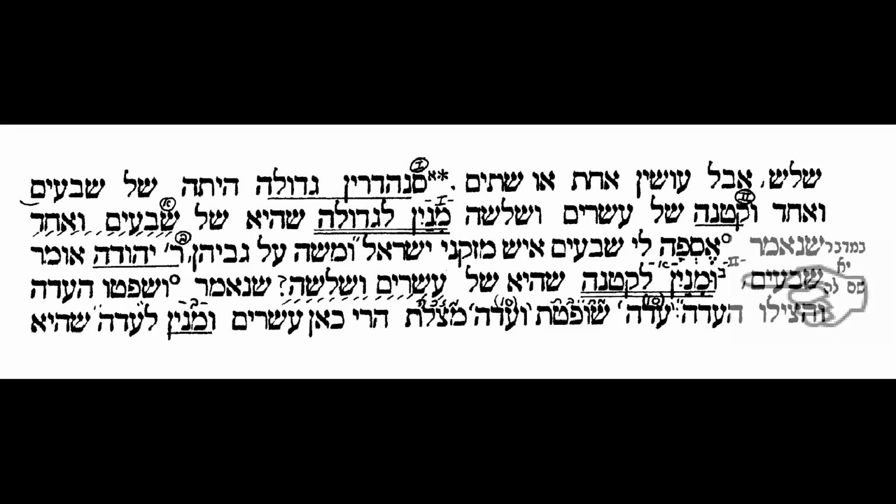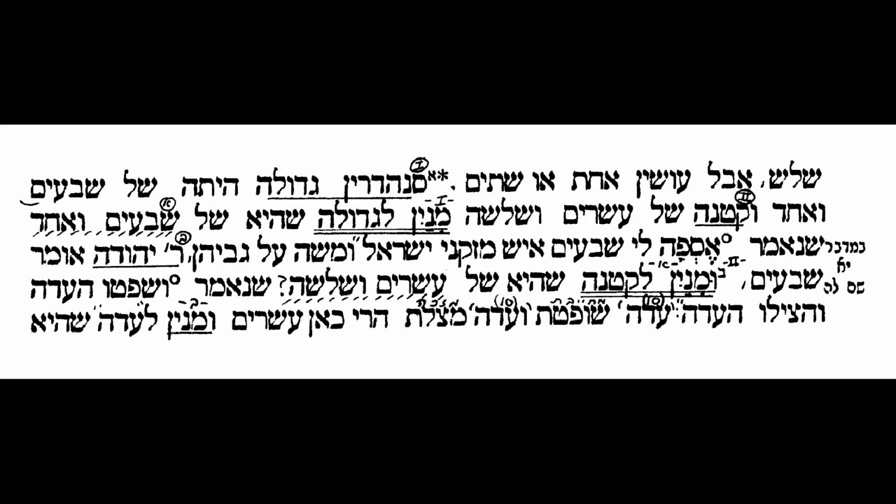Minayin l'gedola shehi shel shivim ve'echad shneamar. The pasuk says, Esfa li shivim ish miziknei Yisrael. That's the pasuk. Gather to me, HaKadosh Baruch Hu said to Moshe Rabbeinu, 70 sages. Moshe al gabehen, and Moshe Rabbeinu was appointed to be over them, supervising them. So the pasuk mentions shivim, 70, and Moshe as part of them, 71. Rabbi Yehuda disagrees. Rabbi Yehuda omer, shivim. There are just 70 members of a Sanhedrin Gedola.